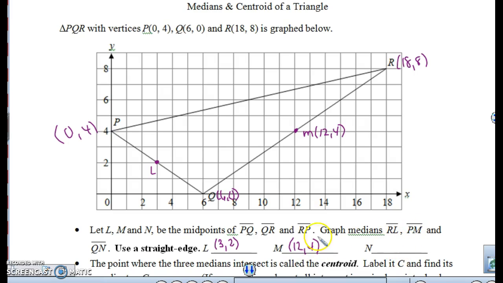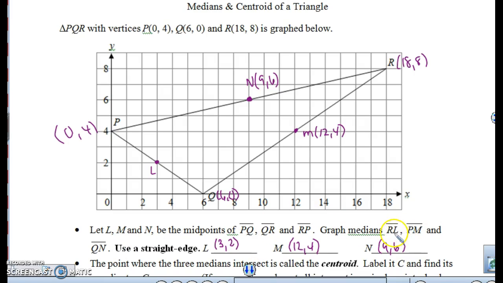And then the point N would be the midpoint of RP. RP is right here. The midpoint would be right there. And that's going to be the point N, at the point (9, 6). Add the coordinates, divide by 2. 18 plus 0 divided by 2 is 9. 4 plus 8 is 12, divided by 2 is 6. So there's your points.